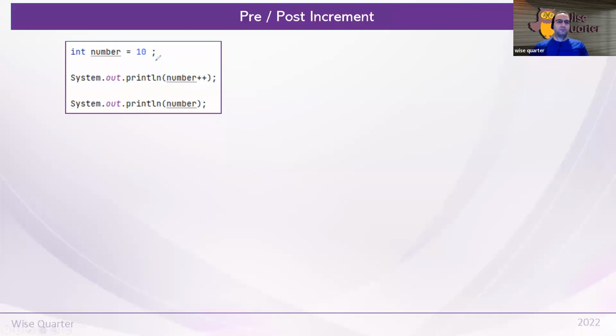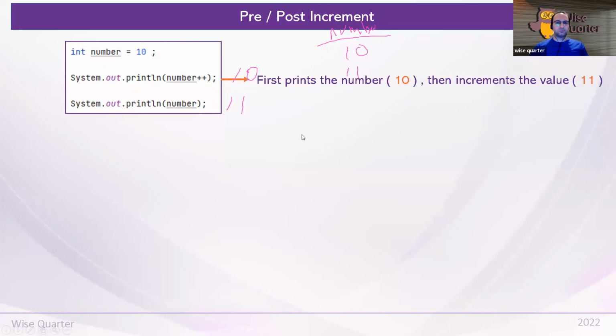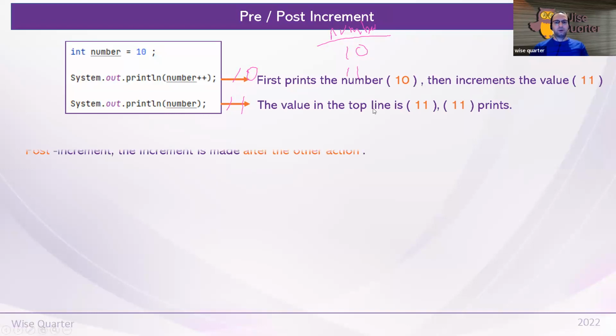We have number 10. Here the job is printing, then we will increase the value. Number is 10. It says first print it. First print the value. It will print 10. Then it will increase the value. It will become 11. And here it will directly print the value of number, which is 11. As you can see, first it will print the value, then it will increase the value. It became 11, so it will print 11.